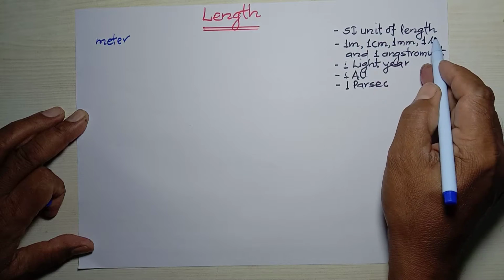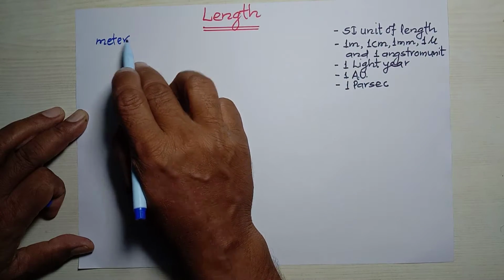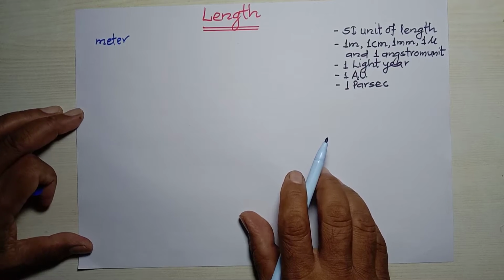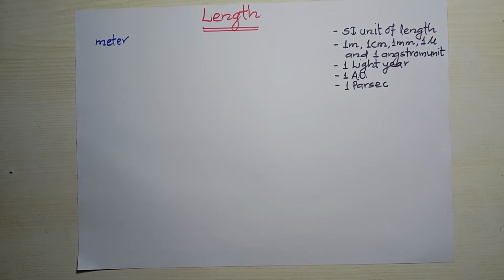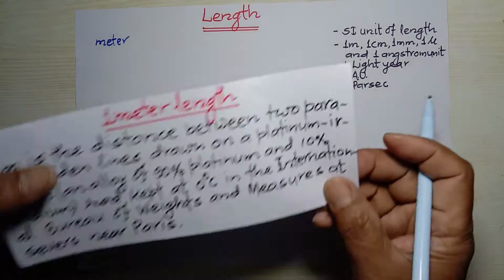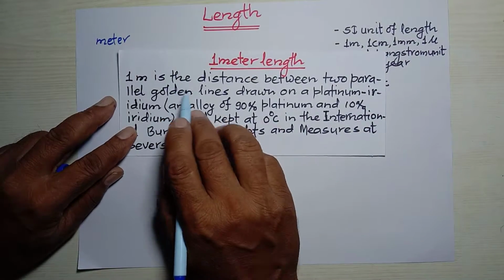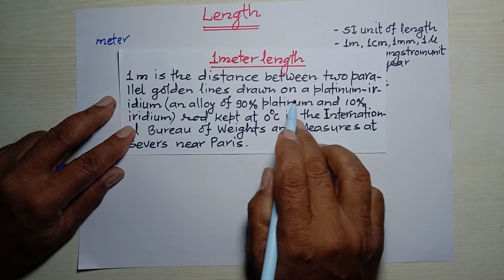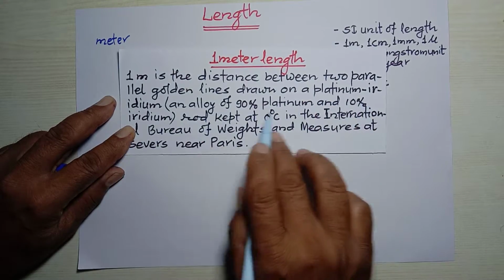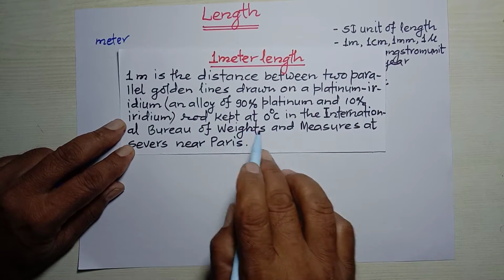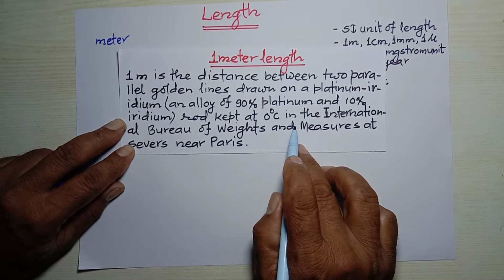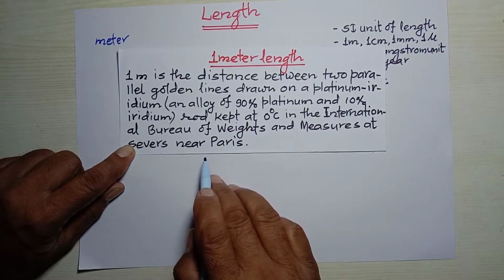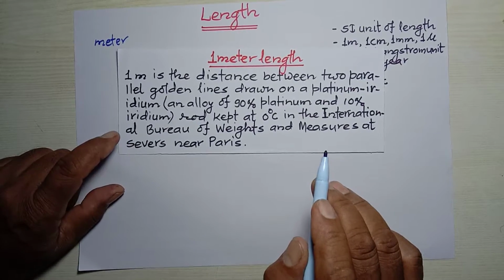What is the SI unit of length? It is the meter. Now, how can we define 1 meter length? It can be defined this way. Look at this. 1 meter is the distance between two parallel golden lines drawn on a platinum iridium rod kept at 0 degrees Celsius in the International Bureau of Weights and Measures at Sèvres, near Paris.